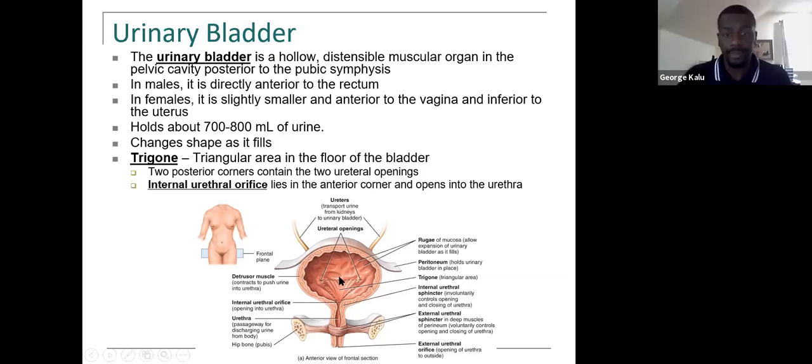The bladder also has a triangular region called the trigone. The trigone is formed by the two ureteral openings, 1 and 2, as well as the internal urethral orifice, which is the opening that leads into the urethra. So these 3 points here form the trigone. Three openings inside the bladder.